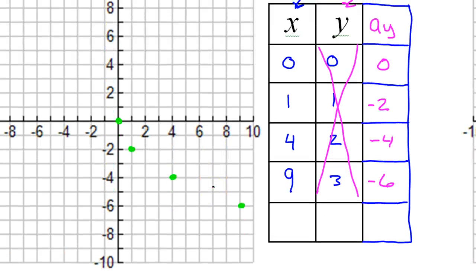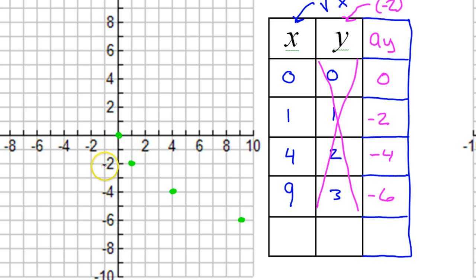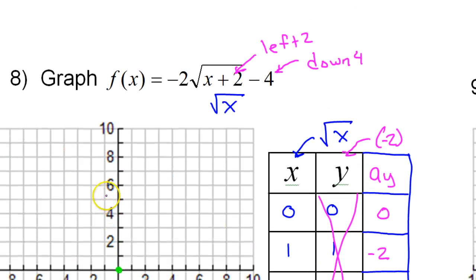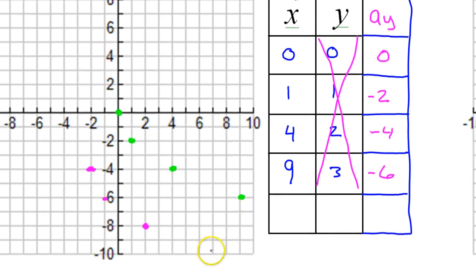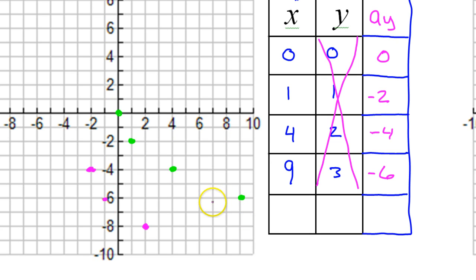So if I take all of these initial points and move them left 2, down 4, I will get my final answer. So left 2, down 4. And left 2, down 4. And left 2, down 4, for each of the points.